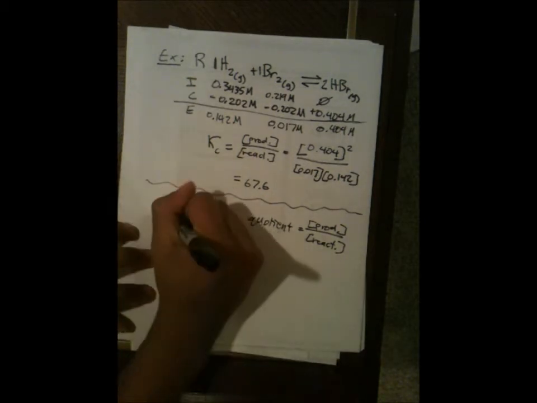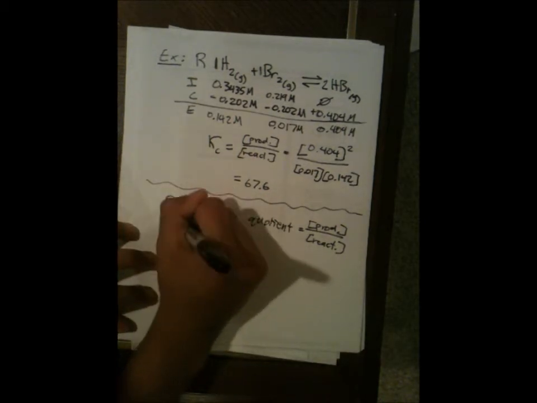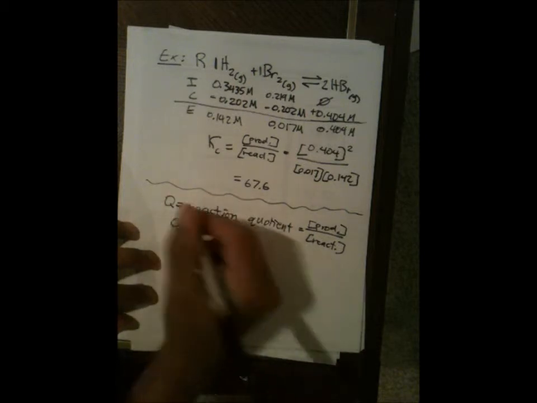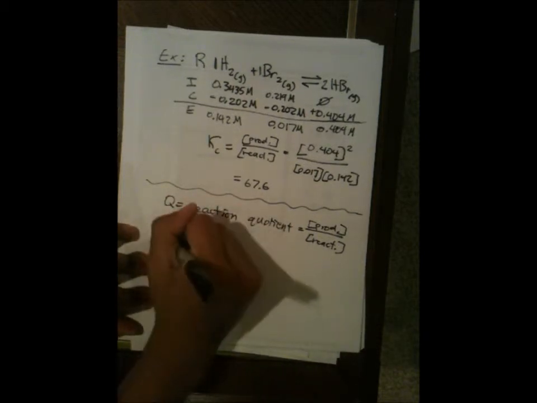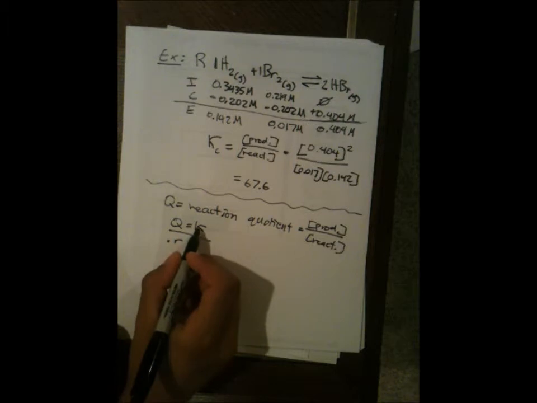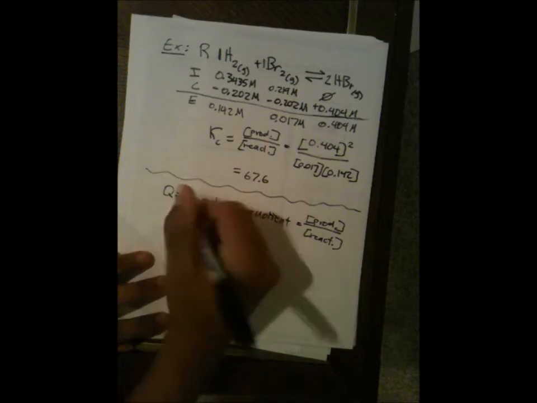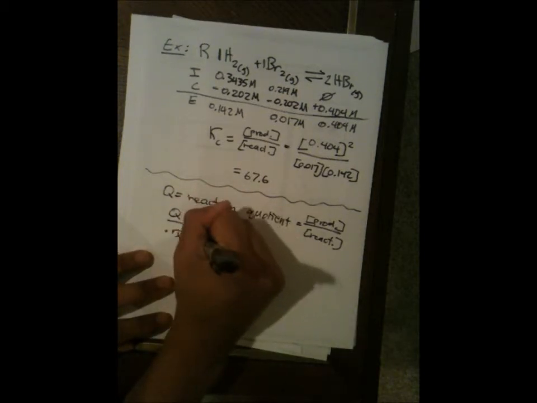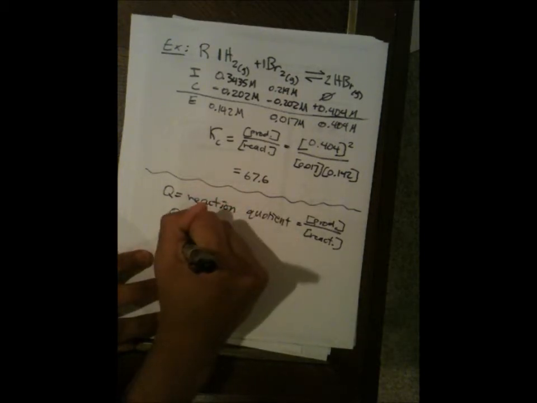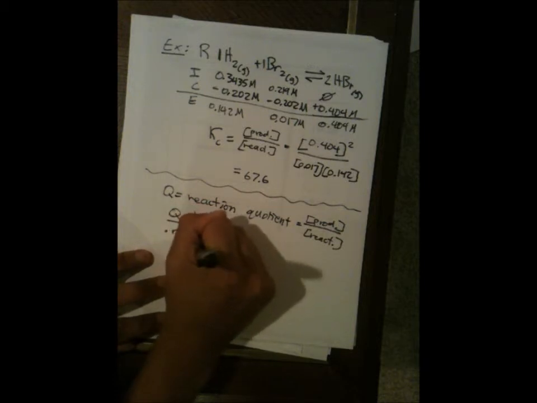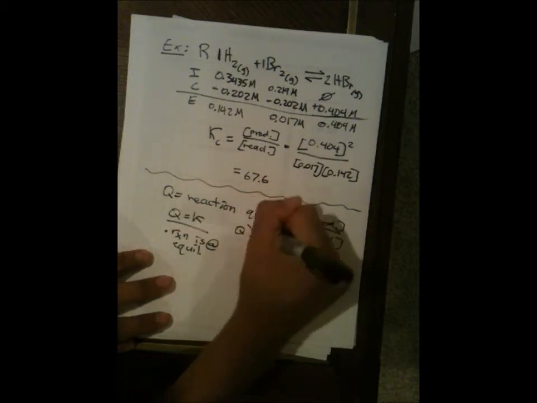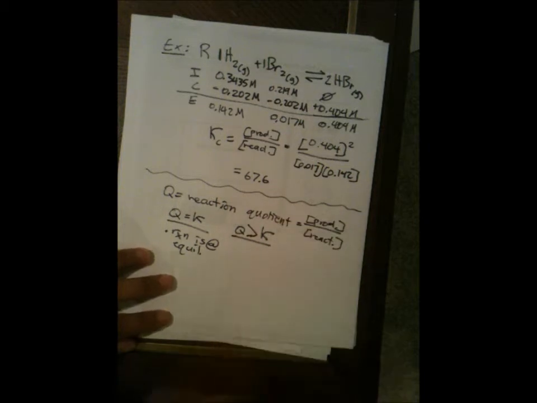What if Q is equal to K? Right? What would you think? Well, K is at equilibrium, so if Q is equal to K, the reaction is at equilibrium.